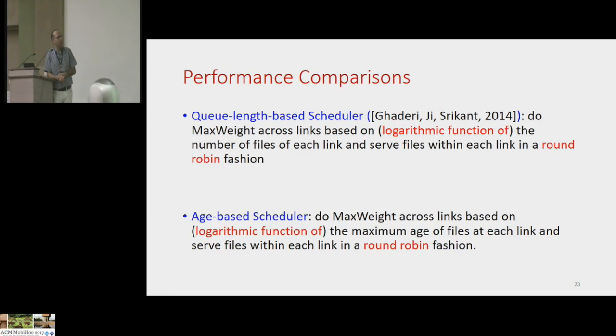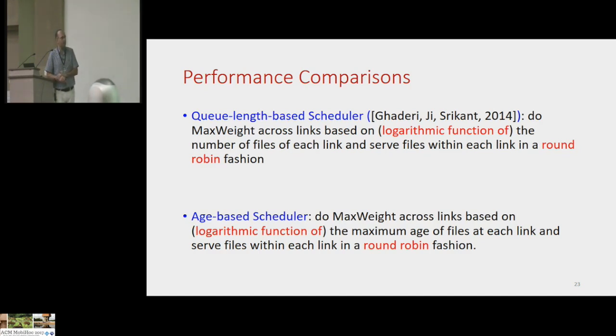Okay, so once you choose the link, it still does the round robin scheduling of files in that link. That's the way this policy works. So it has a round robin embedded into it, but its choice of links is governed by the number of files at the link.